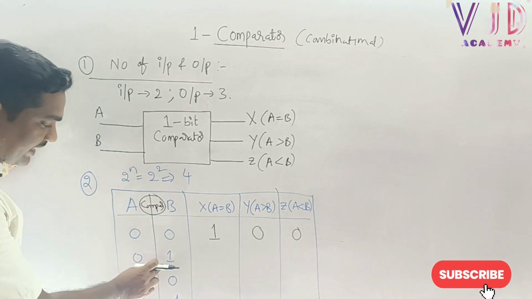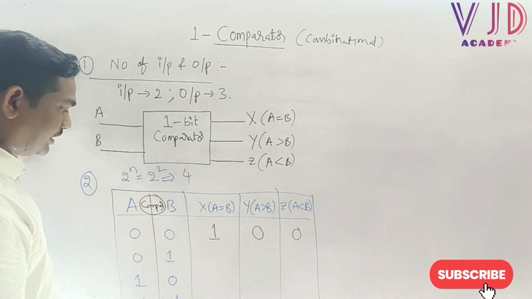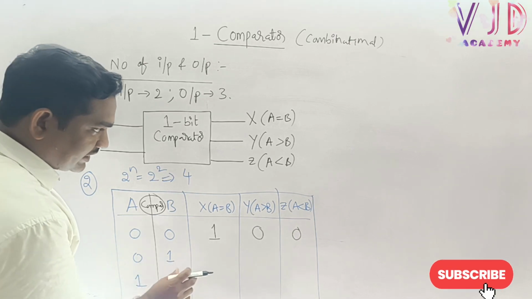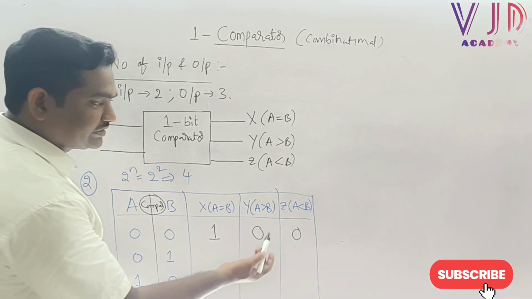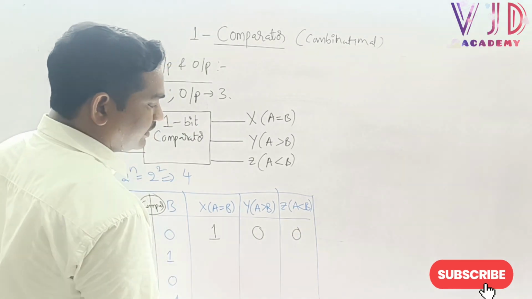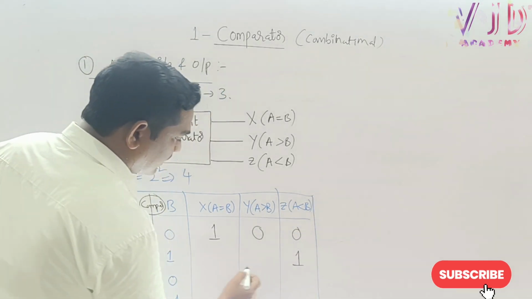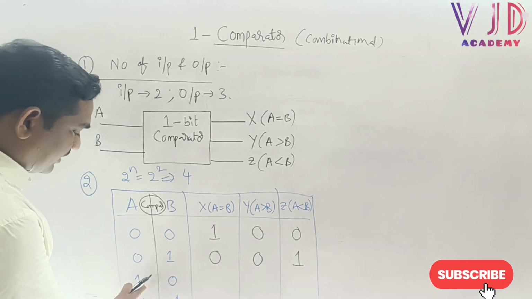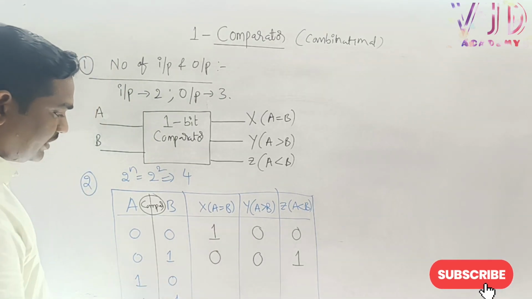And coming to the second one, here A is 0 and B is 1, which means A is less and B is greater. Which means here A less than B, so we need to put 1 here, and all the remaining 2 cases are 0. And coming to the third one, here A is 1 and B equal to 0.